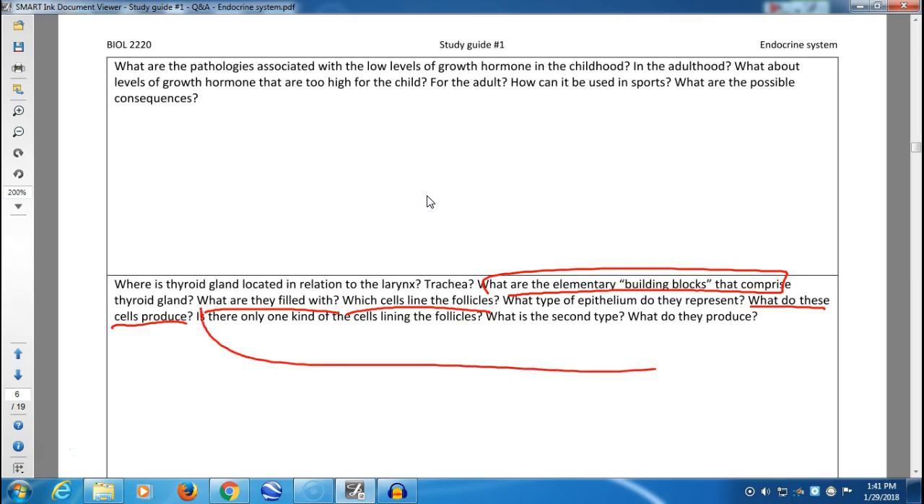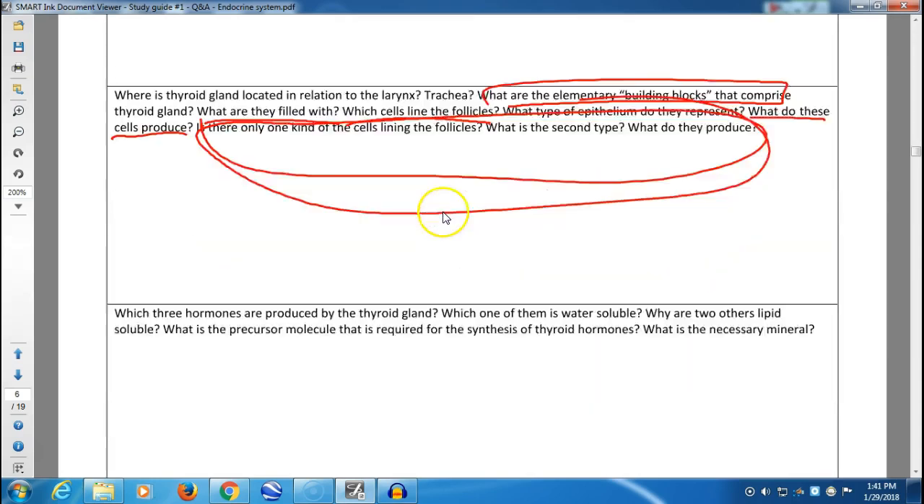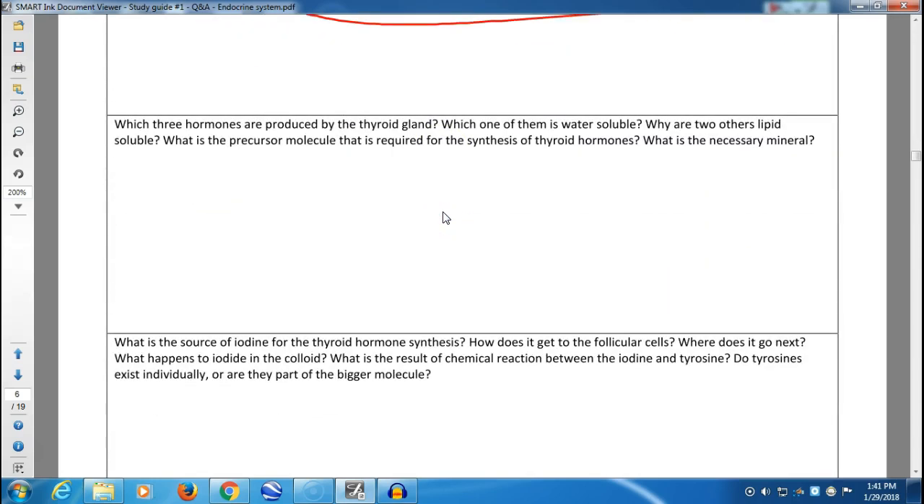It's kind of the same thing going over and over again. Okay? Does that make sense? Well, three hormones: T3, T4, it's actually two types of thyroid hormone, and calcitonin. Calcitonin is water soluble, T3 and T4 are lipid soluble. Tyrosine is required for thyroid hormone, iodine too. So far pretty straightforward, isn't it?